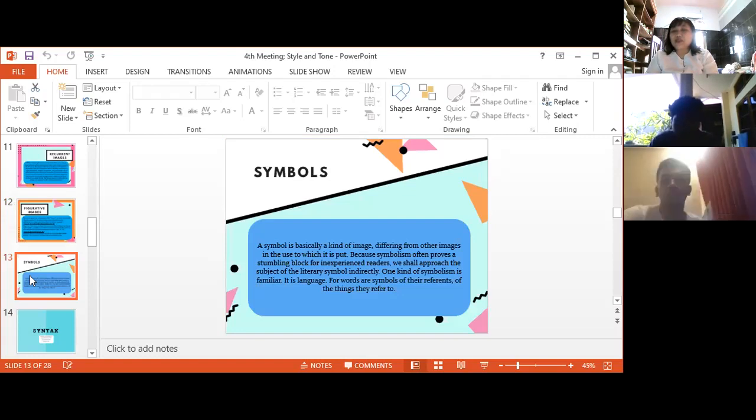Symbol. A symbol is basically a kind of image differing from other images in the use to which it is put, because symbolism often proves a stumbling block for experienced readers. We shall approach the subject of the literary symbol directly. One kind of symbolism is familiar. It is language, for words are symbols of the things they refer to. A symbol must have reference.